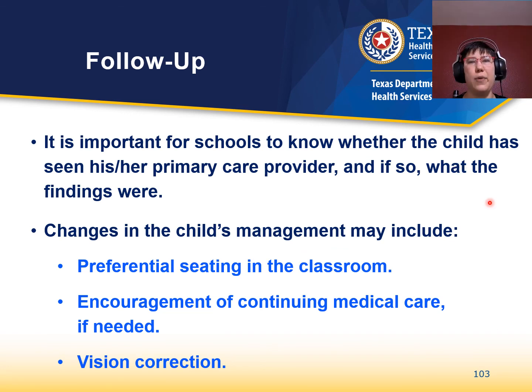So what about follow-up? It's important for schools to know whether the child has seen the primary care provider, and if so, what the findings were. Changes in the child's management may include preferential seating, encouragement of continued medical care, and vision correction, which must be used regularly. In an IEP, that might include the teacher having a checklist daily to check to see if the kid's wearing their glasses.